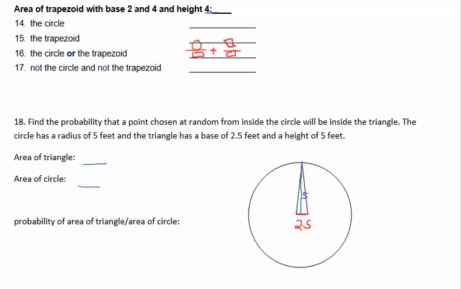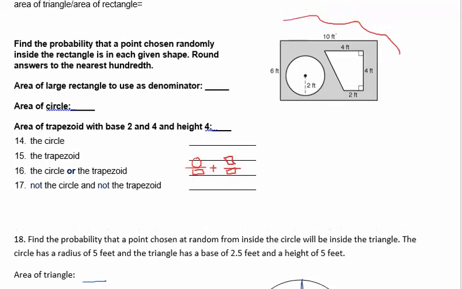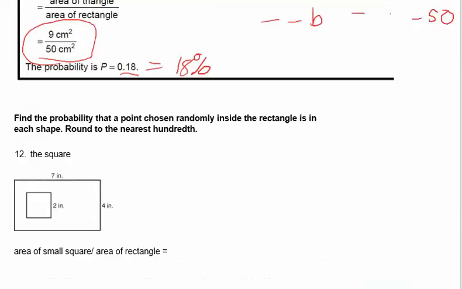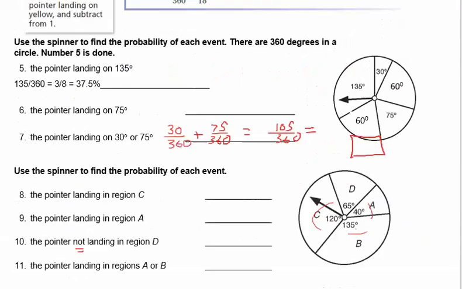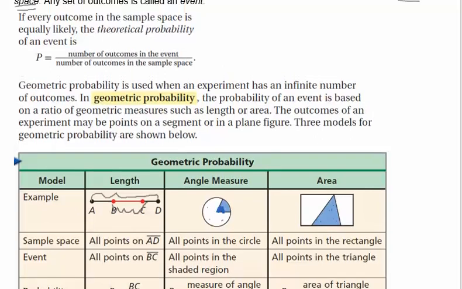It should be a good review of all of the different area formulas that you may have used in this chapter, as well as some reminders about some probability work that you've maybe done, but we haven't done much this year. So this is geometric probability.